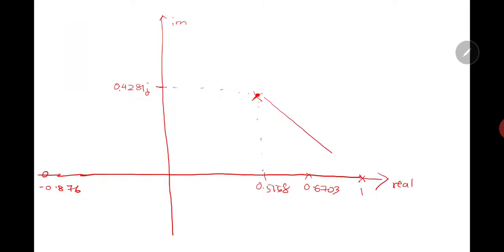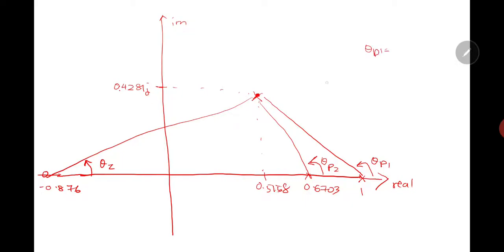Okay, so we can connect all these lines. This is the pole, so this is the angle of the pole. It is measured from the horizontal, the 0 degree line. This is the second pole. But this one is the zero, so this is theta Z. So we need to calculate theta P1, theta P2 and theta Z.